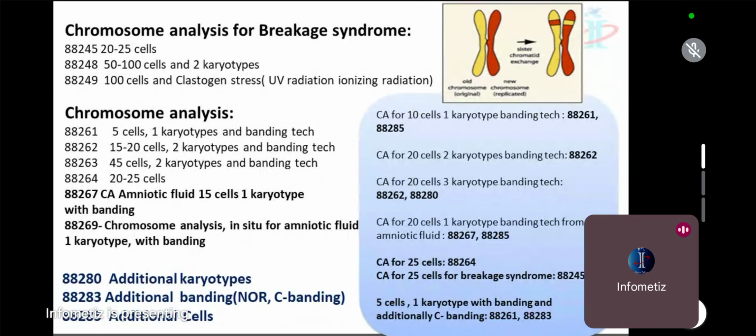Now come to 882, 61, 62, 63, 64. This is chromosomal study, not for breakage syndrome. Other than breakage syndrome, you can use 61, 62, 63, and 64.